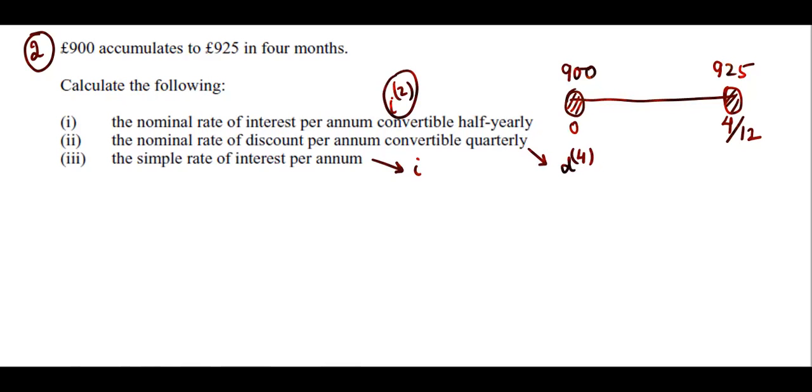So let me write here this way. 900 accumulates to 925, and we need to find I2. If I write this way, 900, this is one equation you can write, 1 plus I, it's 4 months, so I can write 4 by 12. You can solve this equation, find I. This is one way you can write. Otherwise, you can write, if you take here half yearly given, it's monthly. So you can take monthly also.